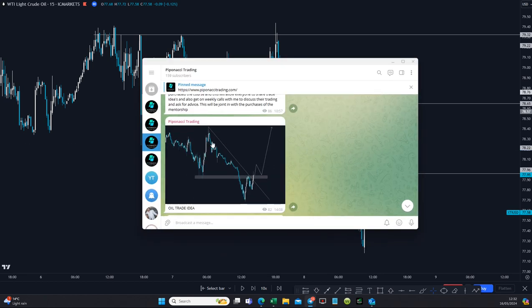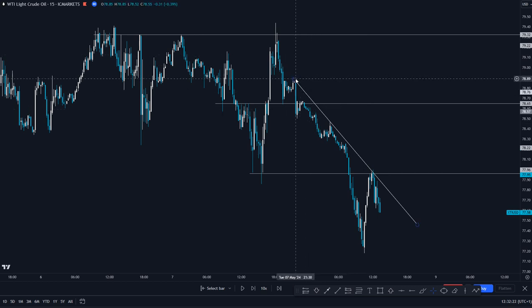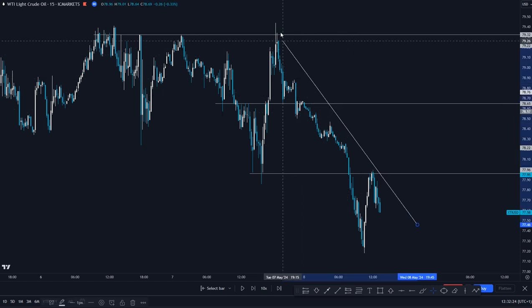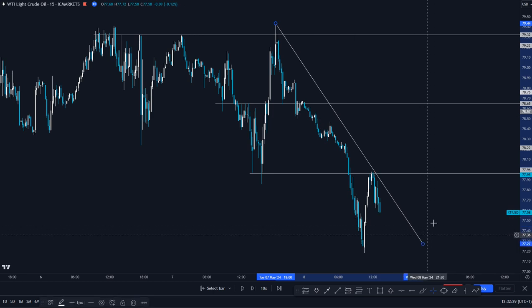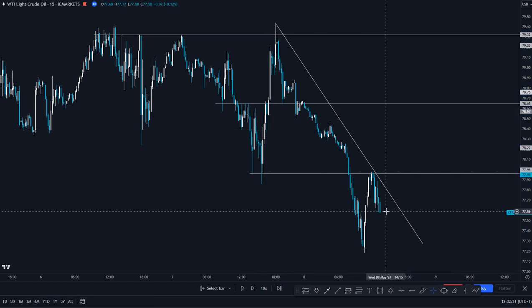It was this here, where I identified a downwards channel within the market and I expected a potential break and retest of this area. You could have used this trend line here, or alternatively you could have used a trend line here, basically saying that price is in this downwards channel and I am waiting for the break and retest.